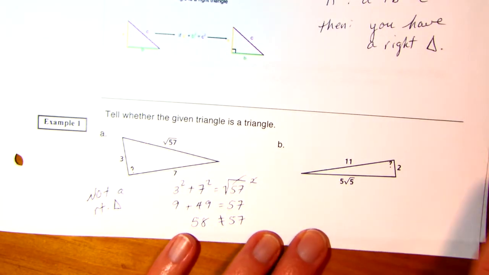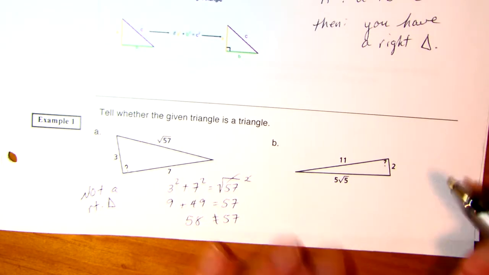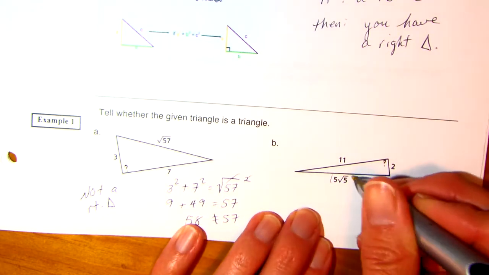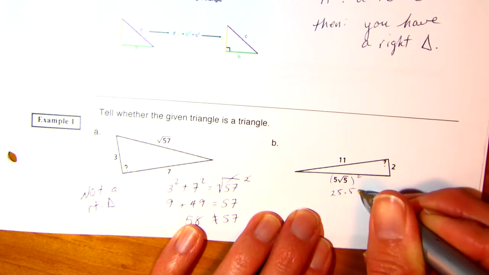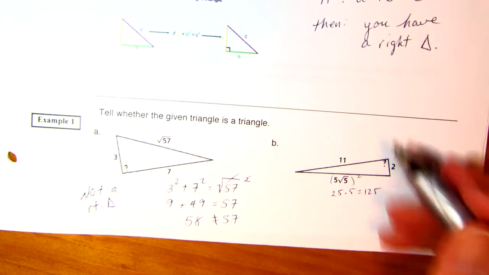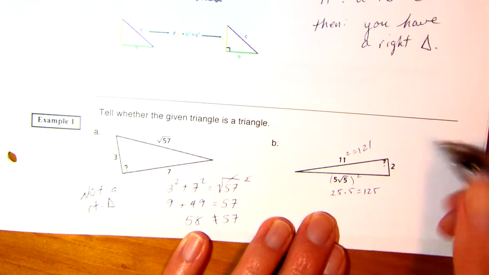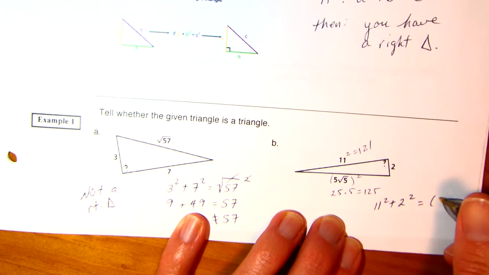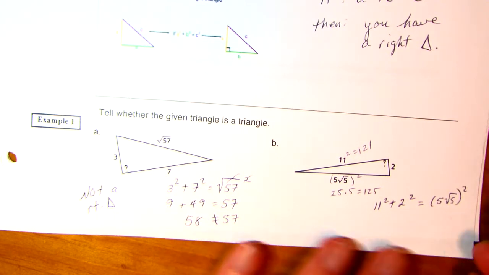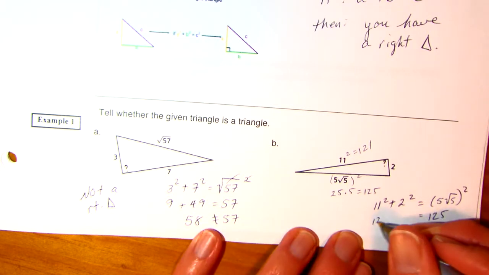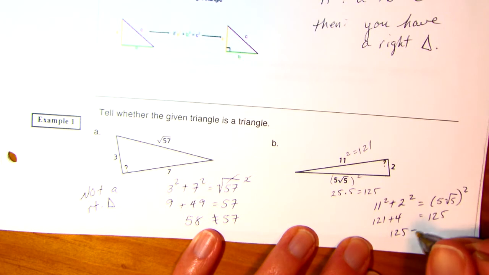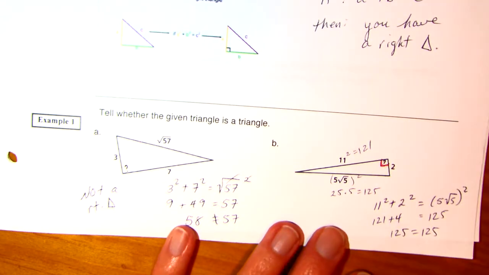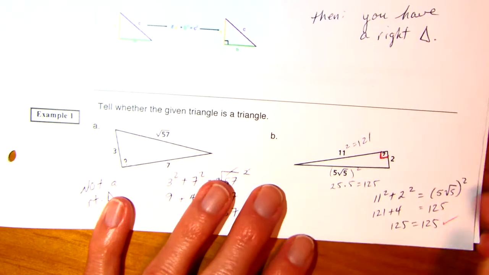Alright, how about this one? It probably is. Usually I give you one that is and one that's not. So here we go. Now we got to determine, did I put that in the right spot? I don't know. If I square this, you're going to get 25 times 5, which is equal to 125. And I square this, I get 121. So that is my longest side, so that's the hypotenuse. So I have 11 squared plus 2 squared. Does that equal 5 times the square root of 5 squared? I found out that that was 125. So I have 121 plus 4. 125 is equal to 125. Guess what? We have ourselves a right angle. Alright? Check. Let's go to the next page.